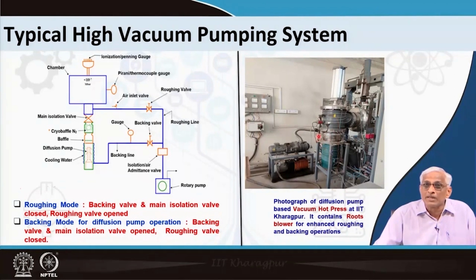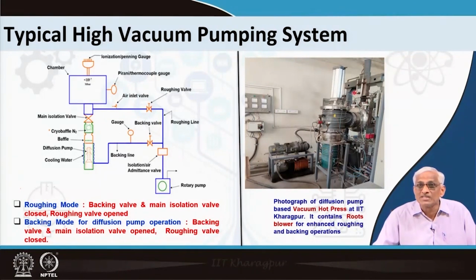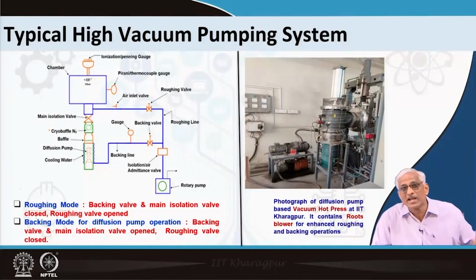So there will be a backing port like this at the bottom, and there will be a roughing port which is bypassing the diffusion pump like that. You can see all those things here, and in between you are seeing something else which is not normally connected in laboratory scale. It is called a booster. It is a roots blower, which we will discuss in the next class.